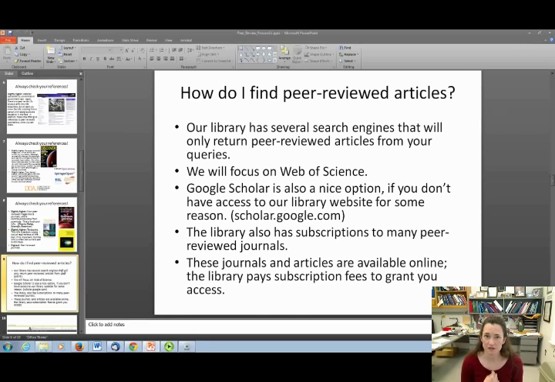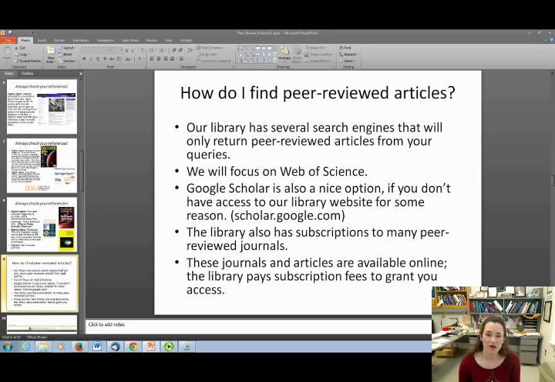The one I'm going to focus on is my favorite, and it's called Web of Science. Google Scholar is also a nice option. So if for whatever reason later on in life you graduate, you move on, Google Scholar is available to everybody. Whereas right now the library is paying for access to Web of Science. Okay, so you might not get that once you go on and you're not at ASU anymore.